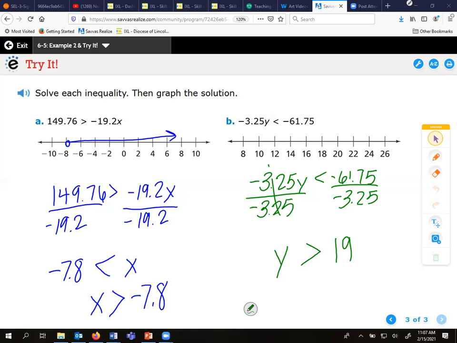Did I include 19 in my answer? Nope. Everything up to 19. So we'll use an open circle. And then I want where y is greater than. Where's y greater than that? Louise? All right.